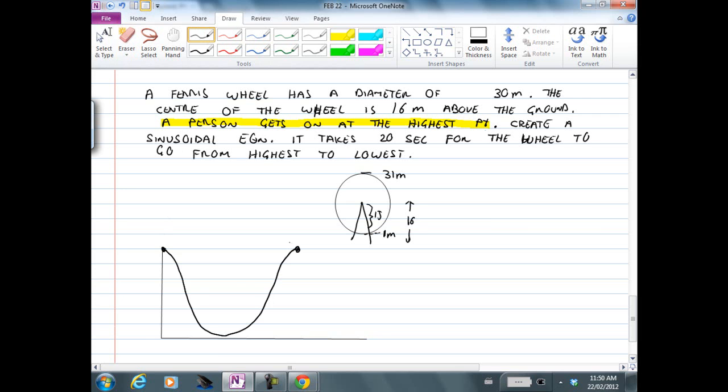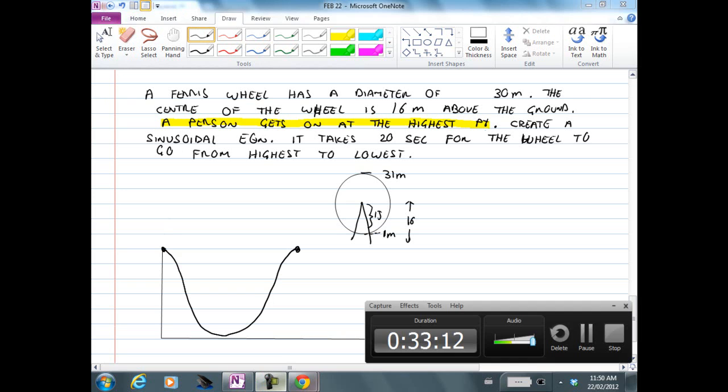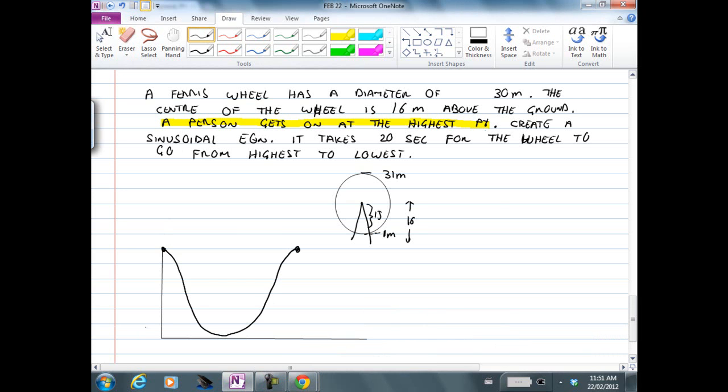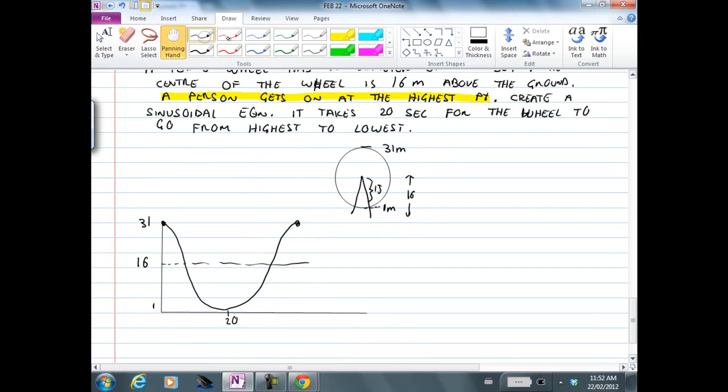This is 1, and this is 31. Find halfway. 16. Okay. Now, this is 20. I'm just making labels right now. I'm going to go ahead and find all the key things. I know my vertical displacement is 16. Amplitude is 15.